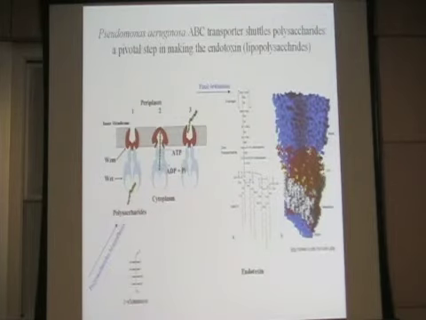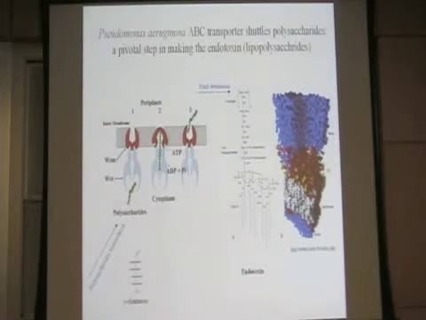Now, what we expected from this complex is that WZM has to form a hole in the membrane, and this energy-driving subunit has to interact with this hole or pore.